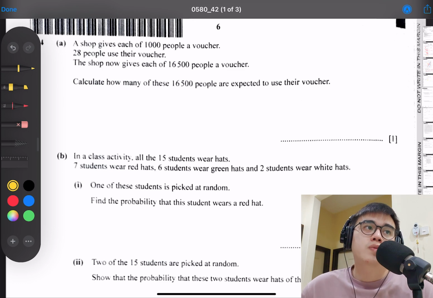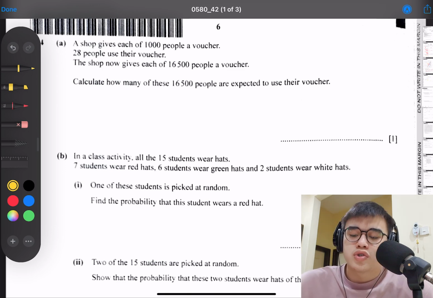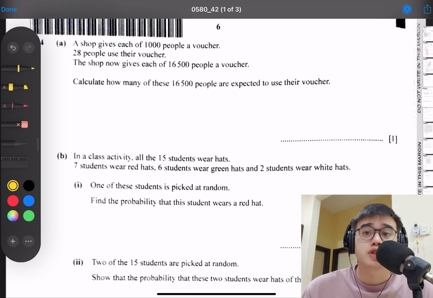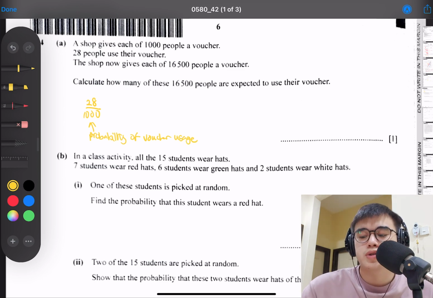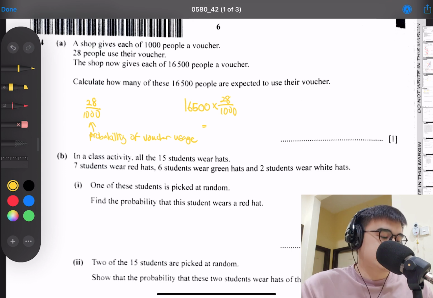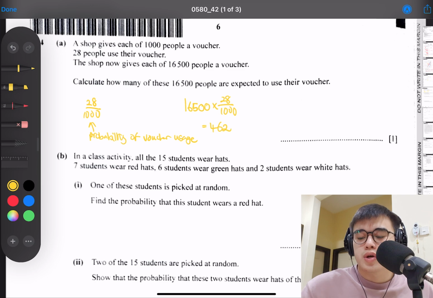Moving on to question 4. A shop gives 1,000 people a voucher. 28 people used their vouchers and the shop now gives each of 16,500 people a voucher. How many of these 16,500 people are expected to use their vouchers? So the probability here is out of 1,000 people that received the voucher, only 28 of them used it. So this is the probability. To get to the answer, all you need to do is take 16,500 times 28 over 1,000. Then you will get your answer as 462. So out of 16,500 people, only 462 are expected to use it.